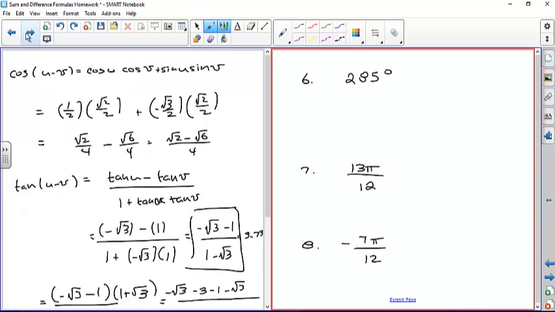I'm getting tired. Okay, the next one has the same instructions, but we have to decide how to get to those numbers. So we have to add or subtract numbers that are on the unit circle.